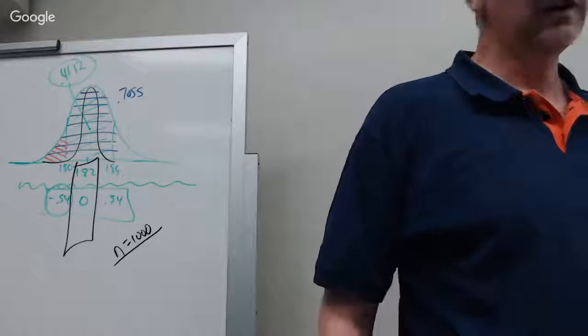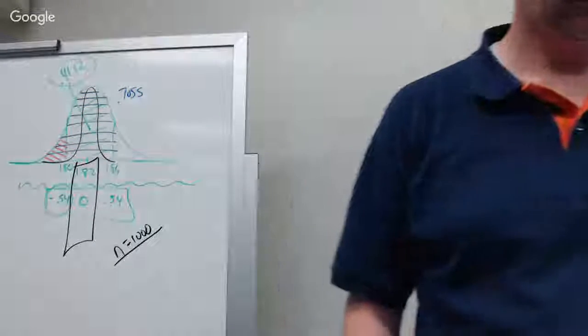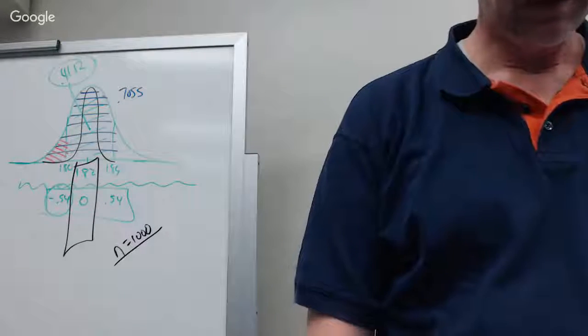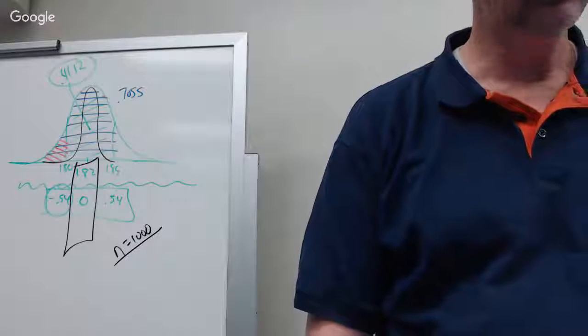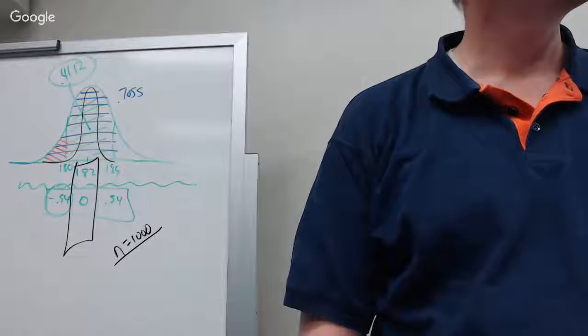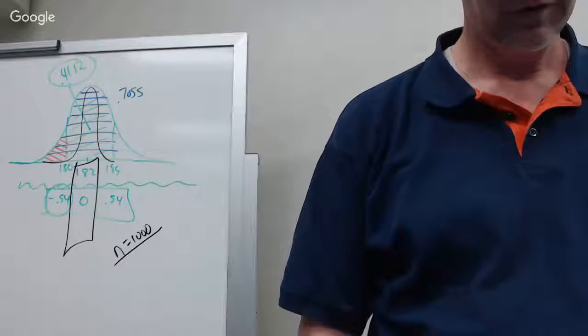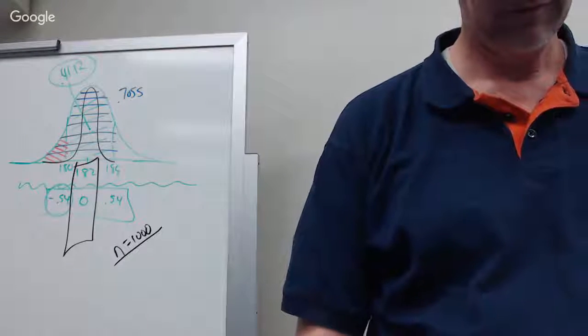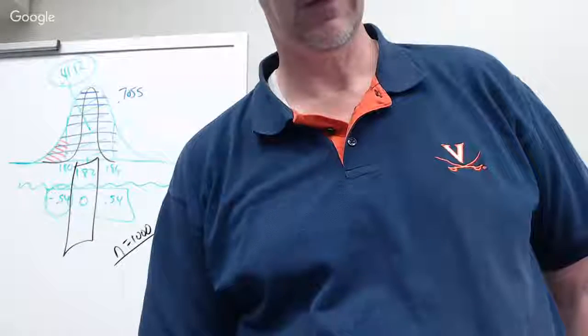Okay? Now, what's that other formula I told you about yesterday at the end of class? P hat minus P, over the square root of PQ over N. That's the z-score for discrete data. This is for discrete data, and this is discrete data, correct?